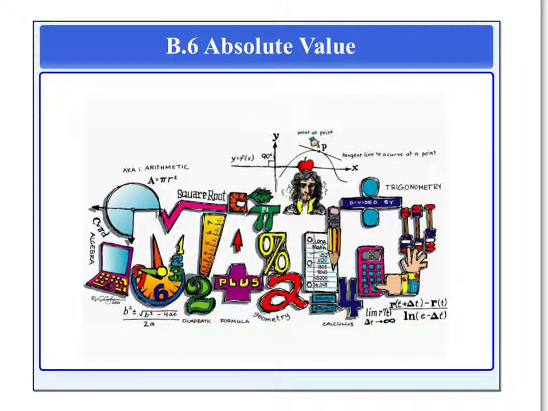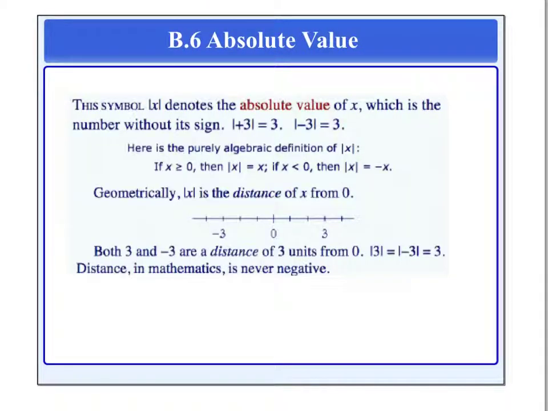Since we've gone over multiple forms of how to solve equations, now we're going to add in another aspect of it, and we're going to include absolute value. It's important to go over this page because it helps you to understand when you can have negatives and when you cannot. So here it says this symbol, we know the two straight lines denote absolute value of x, which is the number without its sign. So whatever's inside of the absolute value can be negative. It's just the answer that cannot be negative.